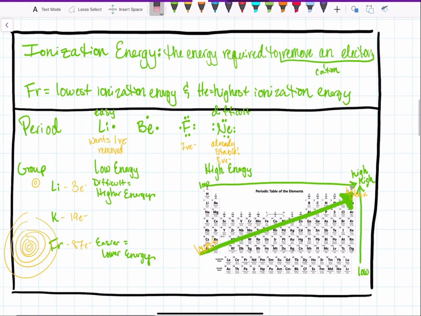So to summarize ionization energy, it's the energy required to remove an electron. So we're looking at the energy it takes to make a cation. We notice that going across the period, it gets more difficult because our valence electrons increase, becomes more stable. And then down a group, it's easier. So at the top of the group, it's more difficult. At the bottom of the group, it's easier to steal that electron. So overall, we notice that helium has the highest ionization energy and francium has the lowest.